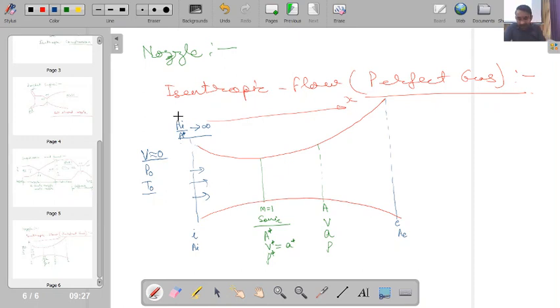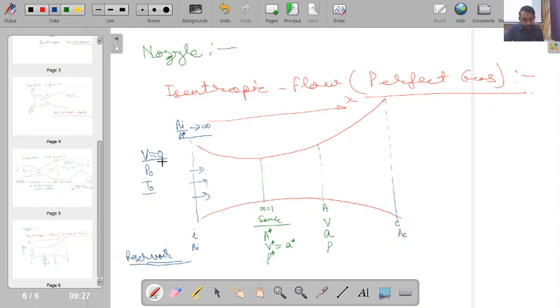So A i by A star is nearly equal to infinity, considering that fluid at the inlet of the nozzle is actually coming from a large area of surroundings. So I can assume this atmosphere is nothing but a huge reservoir for the air. This is the reason that I can assume velocity at the inlet nearly equal to 0 and corresponding pressure and temperature as stagnation pressure and stagnation temperature. So this is the situation.